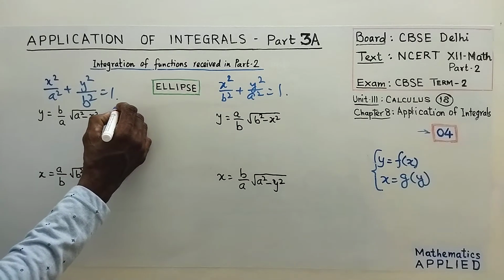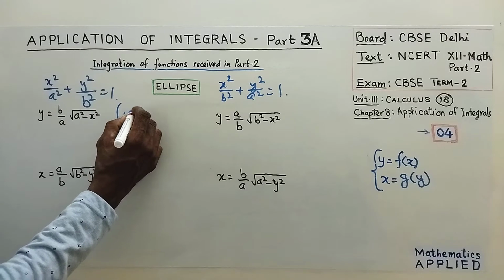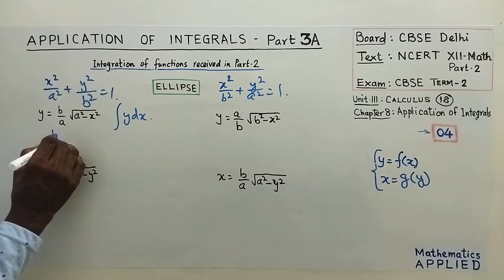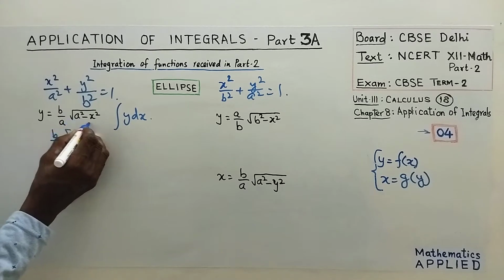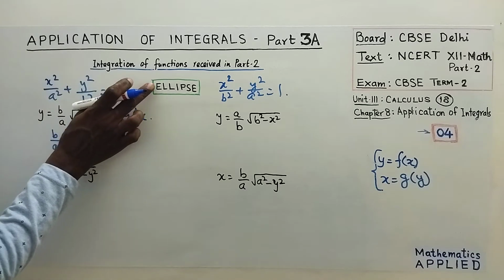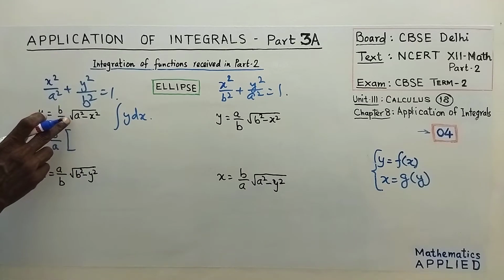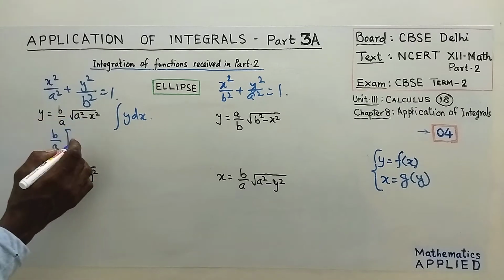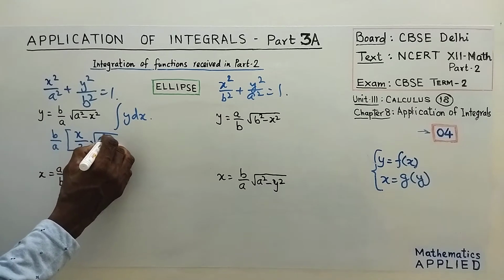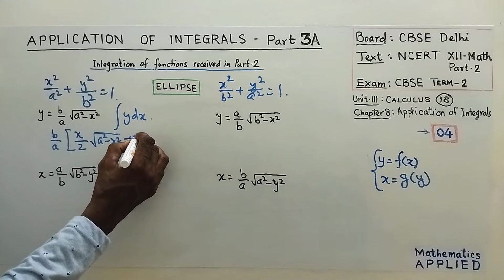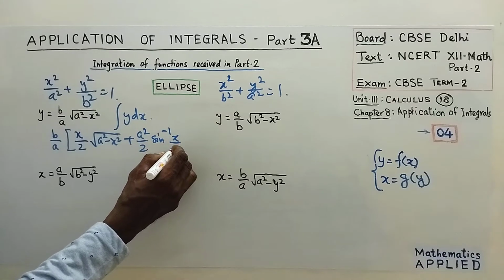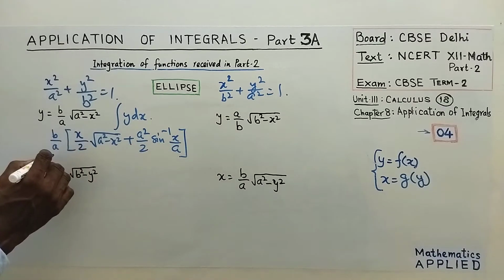Now you integrate this integral y dx, right? So when we integrate this portion, we get b by a is a constant. Let us take it out. Now what remains is the same as for the circle. That's why I have taken it in the sequence. After the circle, I have taken the ellipse, not the parabola. So the integral of root over a square minus x square gives me x by 2 root over a square minus x square plus a square by 2 sine inverse x by a. This is the result for this integration.